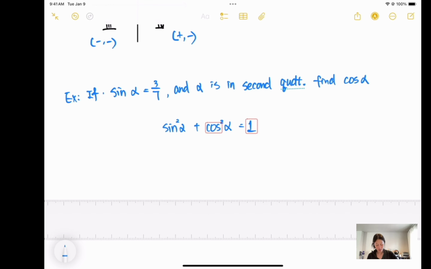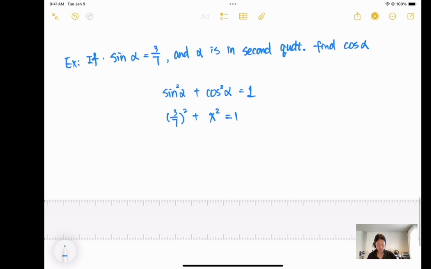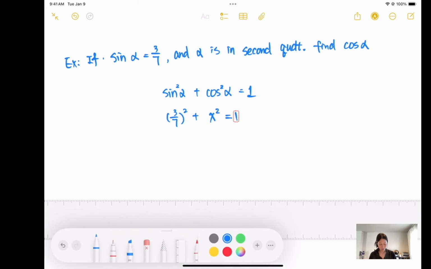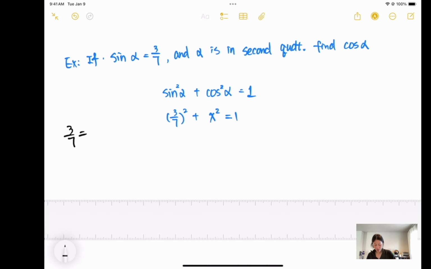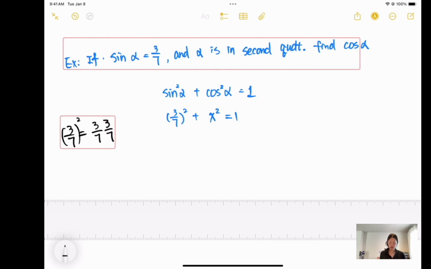Now, the second step is sine alpha squared, which is 3/7 squared, plus cosine alpha squared. We don't know what this is equal to, we can just replace it with an x squared. So we know that x, meaning cosine alpha, squared is equal to 1. Now let's solve it. 3/7 squared. When you're doing squares, we can do it very quickly. Here's a quick review. Square means you multiply it by itself, right? Which is 3/7 times 3/7. So together it's equal to 9/49.